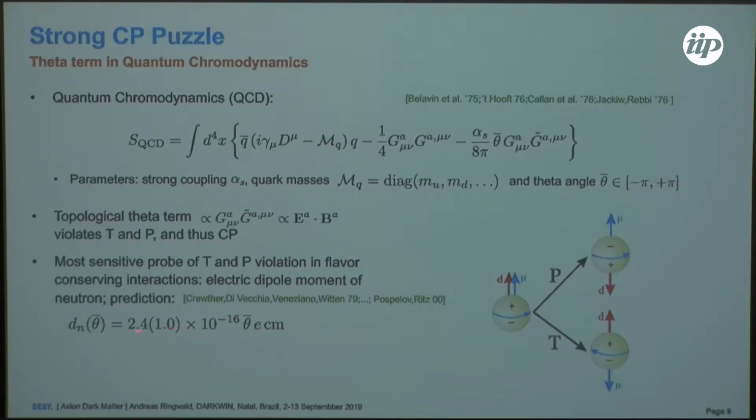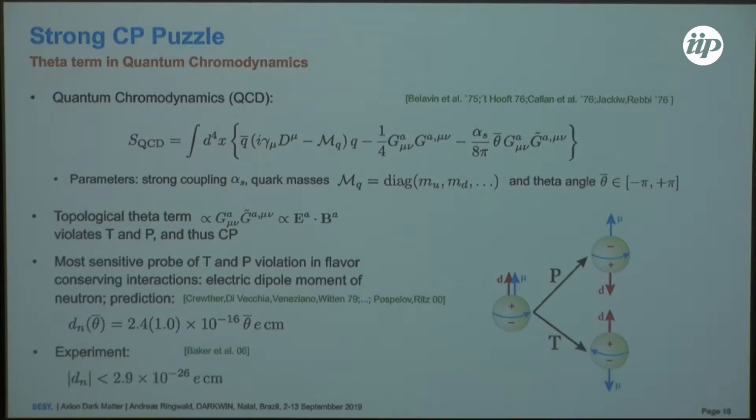They have found that the electric dipole moment of the neutron due to this effect should be 2 × 10⁻¹⁶ e centimeter. So you can understand this. Very naively, you would expect it's just the size of the nucleus or so, 10⁻¹³ e centimeter, but it's a bit suppressed also due to quark mass effects, so to say. It's a factor of 10 to 100 smaller due to a chiral suppression factor.